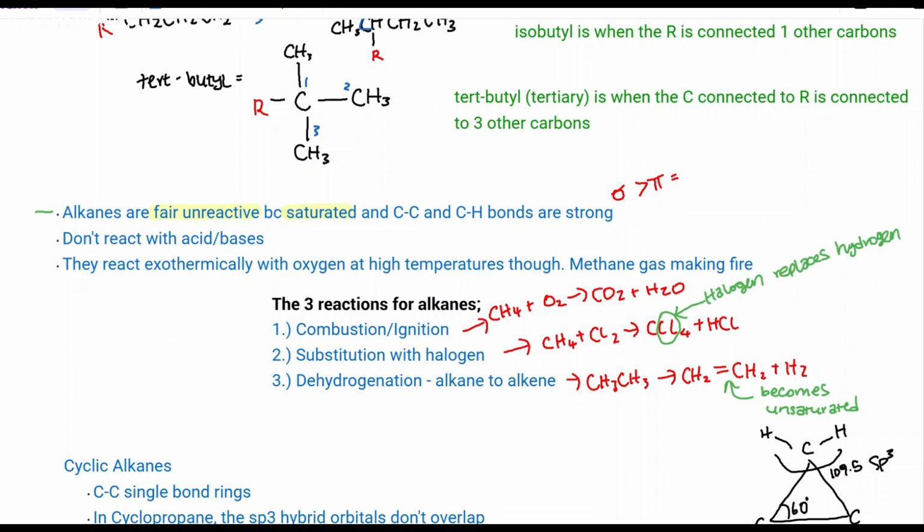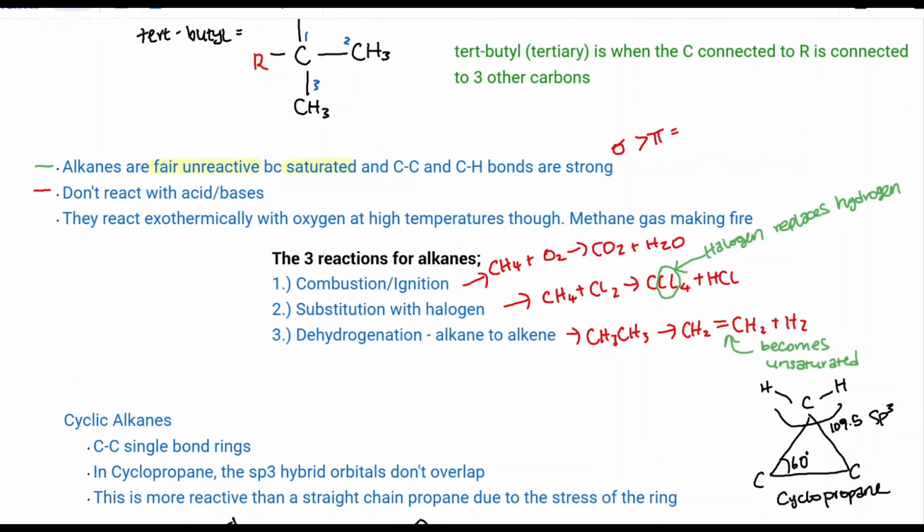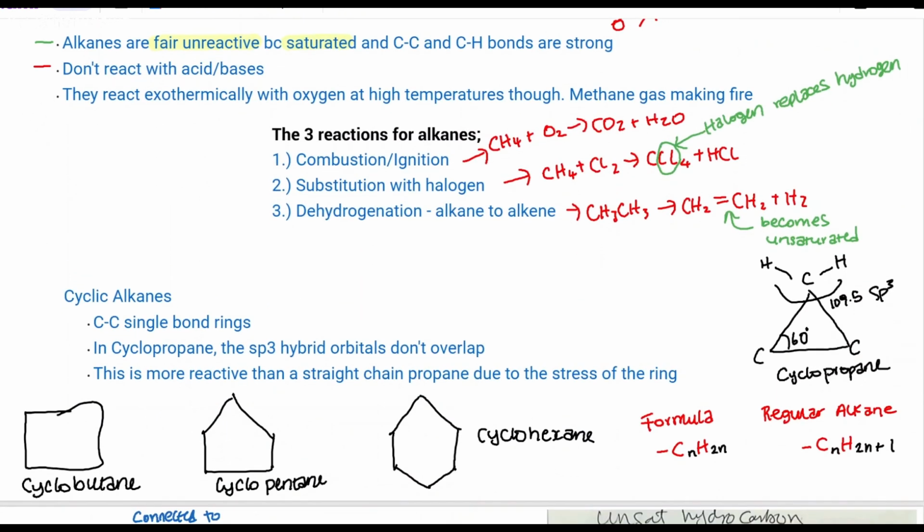And they don't react with acid and bases. It's not really as important, but I guess something to keep in the back of your head as well. They react exothermically with oxygen at high temperature, which goes into the next topic, which is the reactions for alkanes. Combustion reactions, like it says here, react exothermically. So basically, like methane, you've probably heard of it, methane gas used for fire. Alkanes can have combustion and then substitution with halogen, where instead of CH4 it becomes CCl4, and Cl is a halogen. So the halogen replaces the hydrogen.